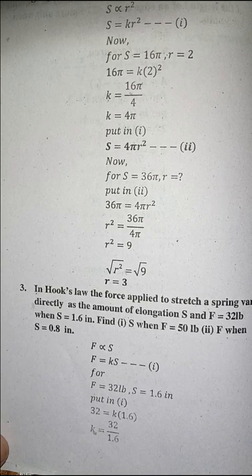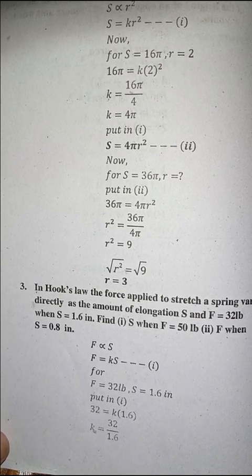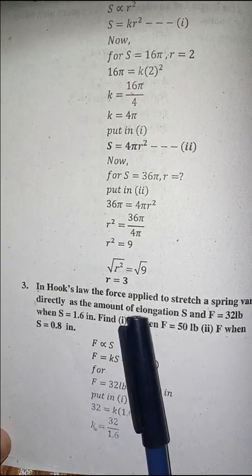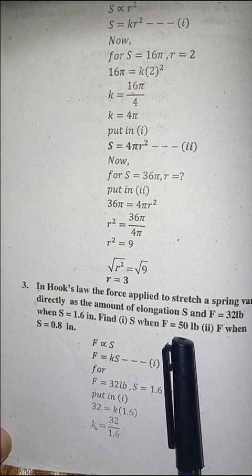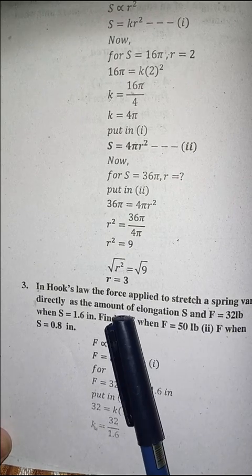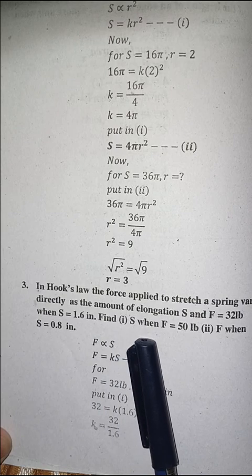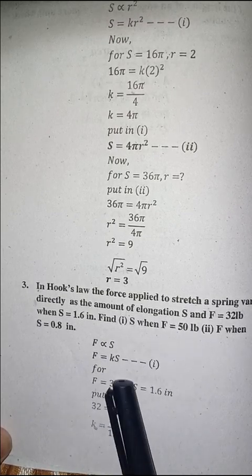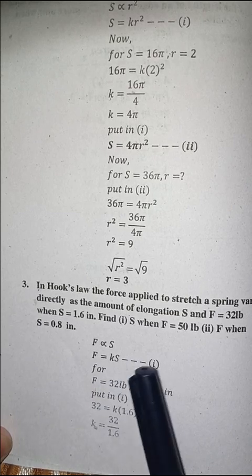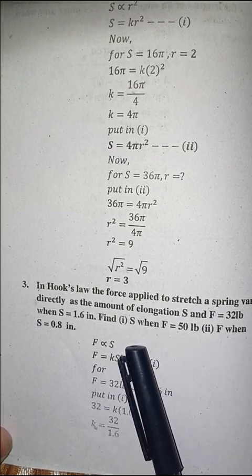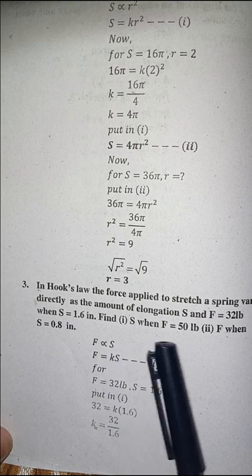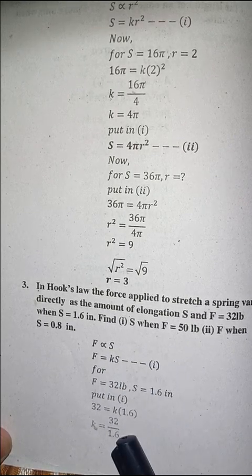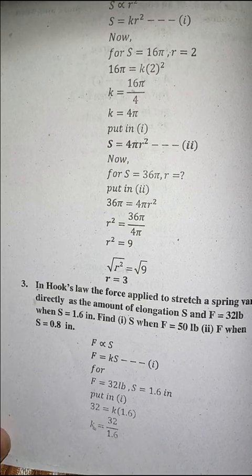Question number 3. In Hooke's law, the force applied to stretch a spring varies directly as the amount of elongation S. So the force is F and the amount of elongation is represented by S. So F is directly proportional to S. So F is equal to KS, and F is equal to 32 and S is equal to 1.6. So put the values of F and S in equation 1, we get K, which is 20.